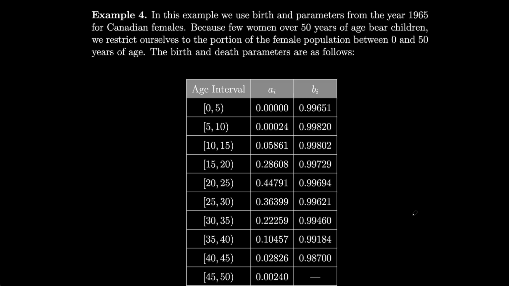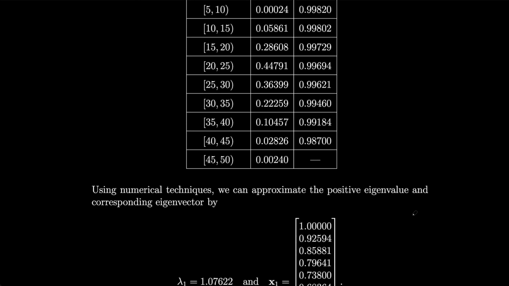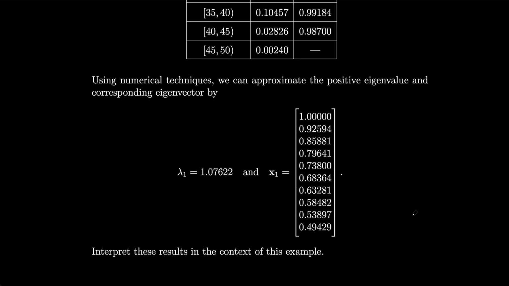In this example, we use birth and death parameters from the year 1965 for Canadian females. Because few women over 50 years of age bear children, we restrict ourselves to the portion of the female population between 0 and 50 years of age. The birth and death parameters are as follows. Using numerical techniques, we can approximate the positive eigenvalue and corresponding eigenvector by lambda 1 and x1, given right over here. Let's interpret these results in the context of this example.